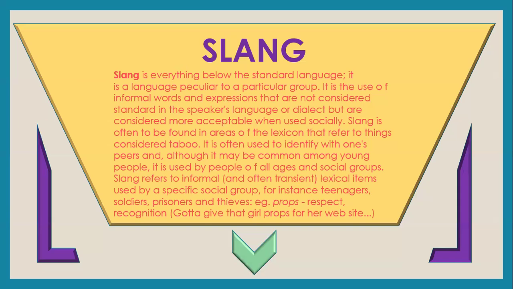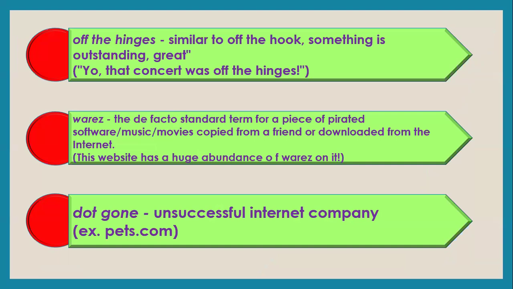Slang refers to informal and often transient lexical items used by a specific social group, for instance, teenagers, soldiers, prisoners, and thieves. Slang examples: props, meaning respect or recognition, as in "Gotta give the girl props for their website." Off the hook, something outstanding, great. Warez, the de facto standard term for a piece of pirated software, music, or movies copied from a friend or downloaded from the internet. "This website has a huge abundance of words on it."